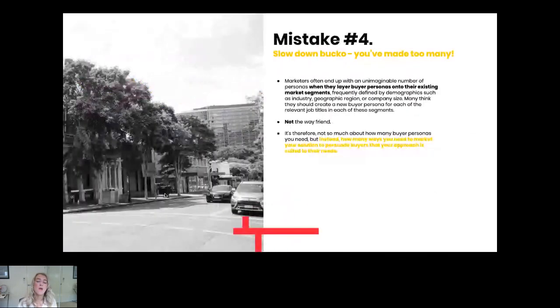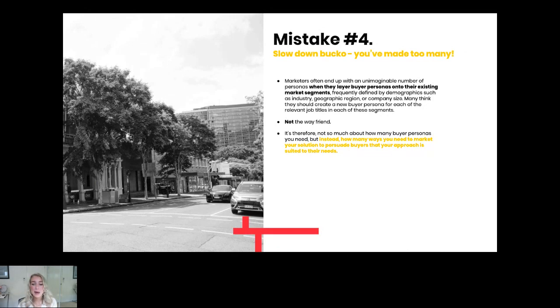Fourth is, obviously I spoke about earlier how many buyer personas you should make. So you've got your positive persona, you've got your negative persona, that's 2 down, but I did mention other personas. And some people go mad and think they have to make a persona for every demographic that they sell to. They actually lay out their buyer personas onto existing market segments. And this isn't the way you want to go about it. If you take one thing away from this webinar, this is 100% it. This is the one line I want you to remember.